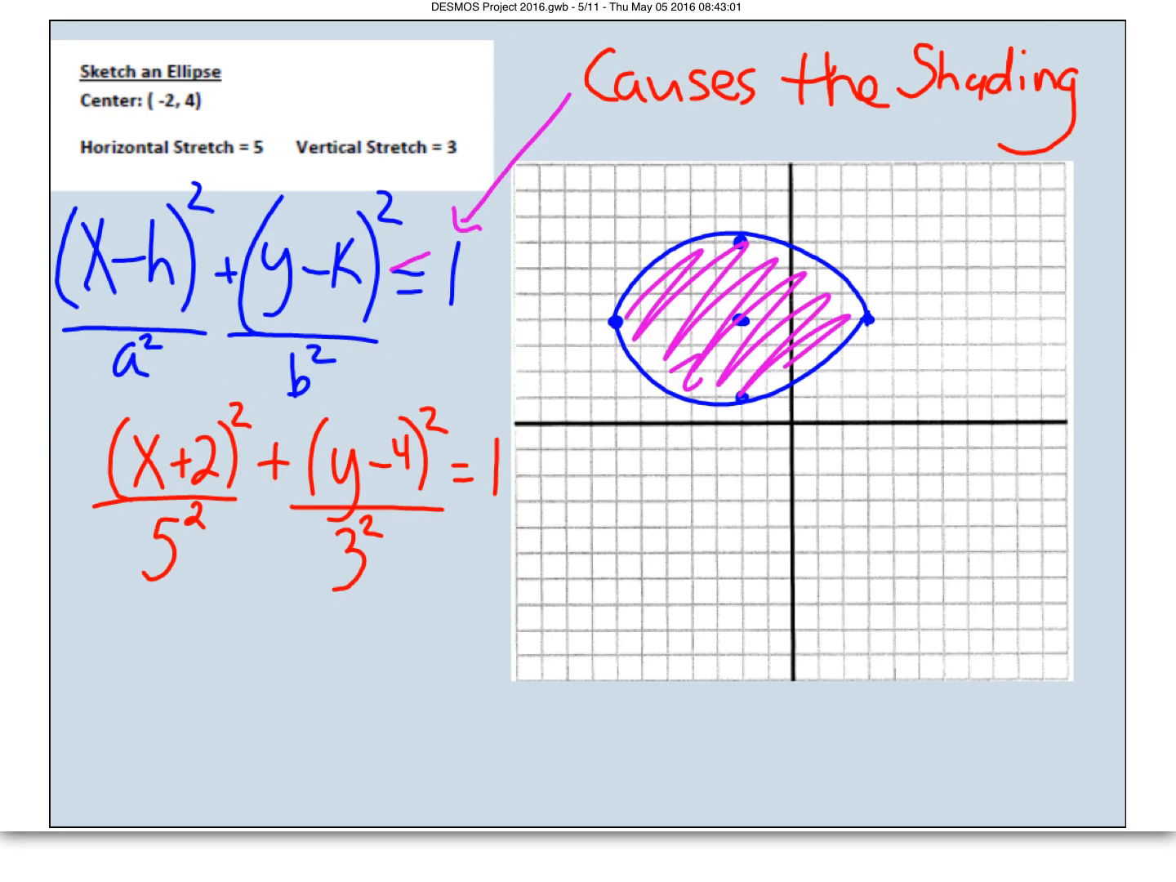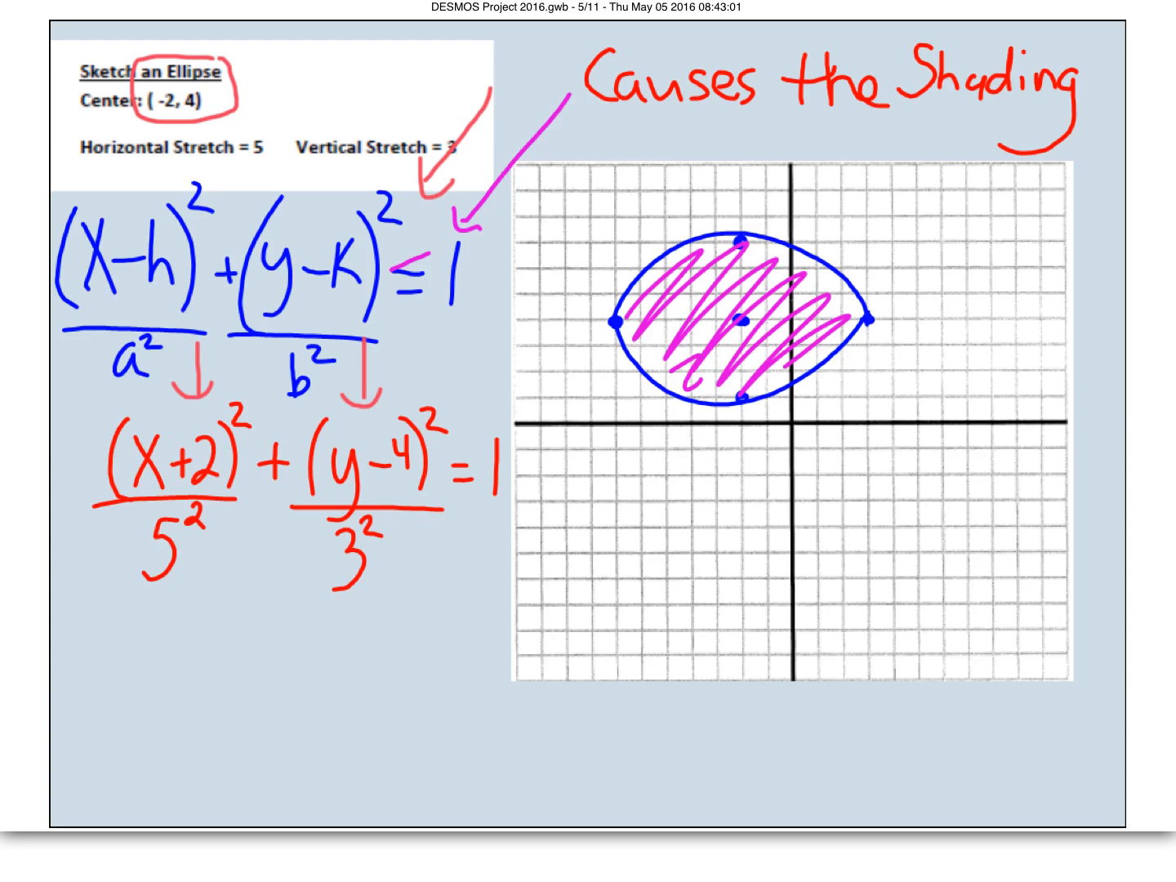Another very popular shape to draw is an ellipse or an oval. The standard format of an ellipse is what you see here written in the blue. So ignore the purple part for now. It's just the blue part. And if we want our ellipse to have a center at (-2, -4), which would be in quadrant 3, I go backwards on x and backwards on y.